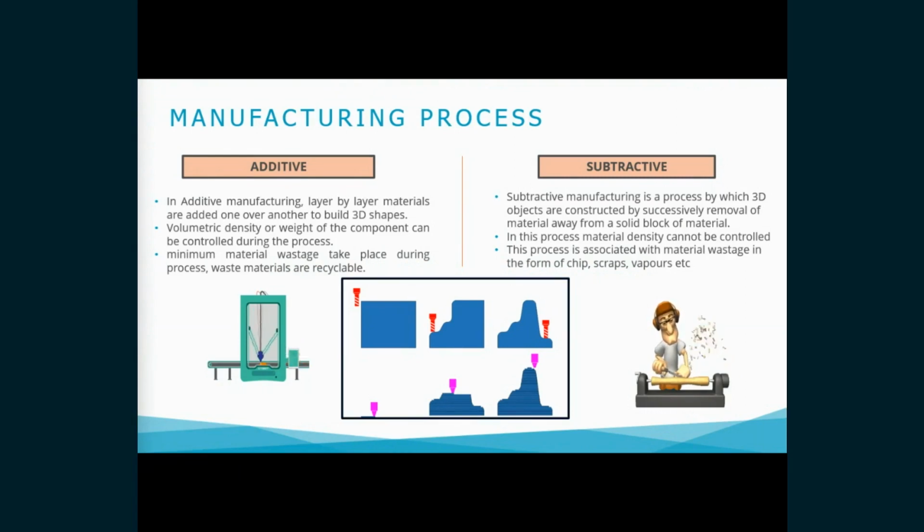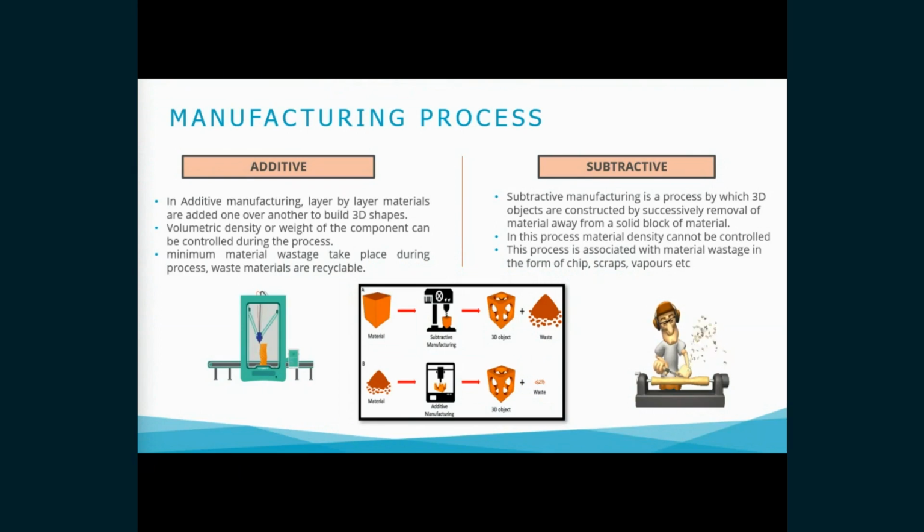They are subtractive manufacturing and additive manufacturing. In additive manufacturing approach, thin layers of semi-solid materials are deposited one over another to build a 3D object. On the contrary, layer by layer materials can also be removed from a solid blank to get a 3D object, which is called subtractive manufacturing.